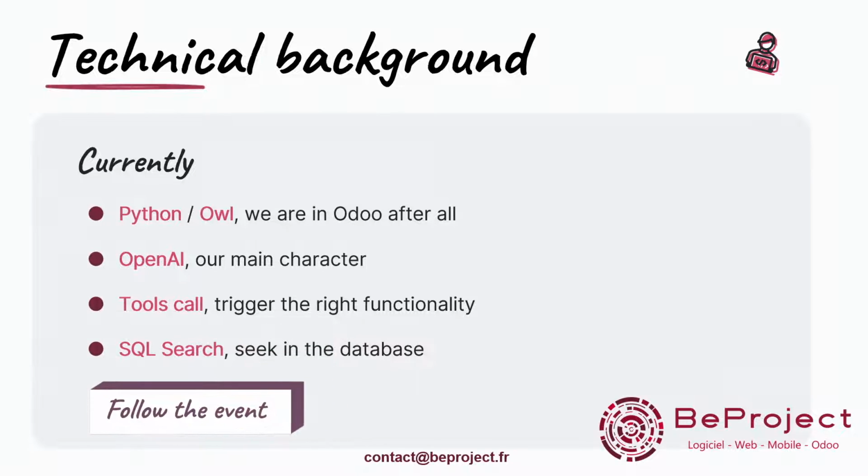Our main character is OpenAI with the GPT model. We also use tool calls. It triggers the right functionality in the right model. I mean, it triggers more or less restricted functionality to update, create, delete records in specific models. And we also have SQL search to seek in the database. We are on a live database, so records evolve all along the way, and we need to be sure that we are not going to recreate something.